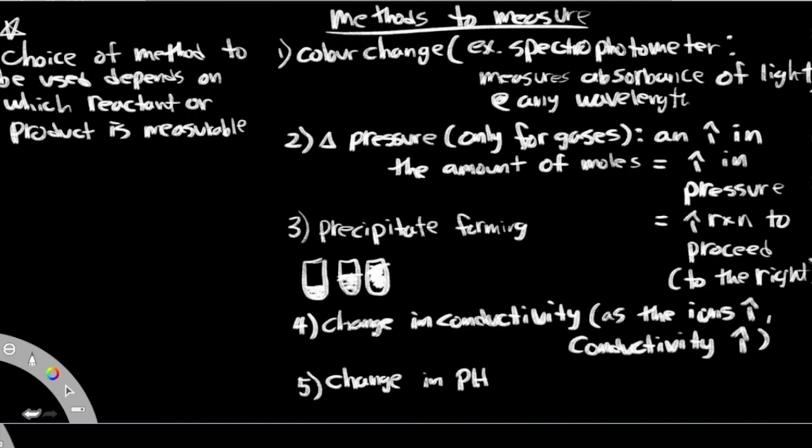Okay, and there are obviously different tools that we can use in order to measure that change, whether it's indicators, litmus paper, a pH paper, etc. So the pH will increase or decrease as the reaction progresses. So these are the different methods that we can be using. Now let's look at a few introduction questions.